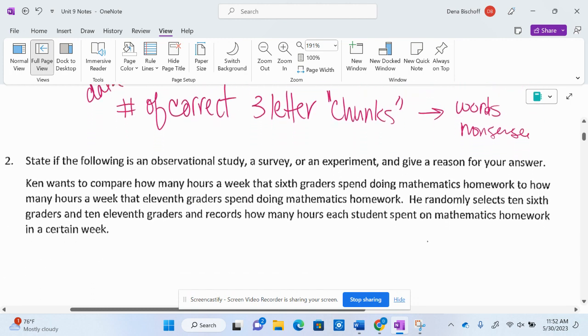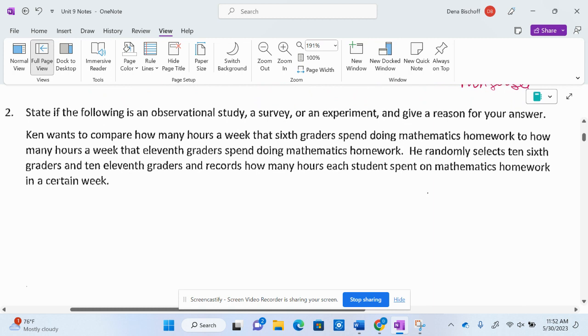Perfect. Okay. State if the following is an observational study, a survey, or an experiment, and give reason for your answer. Ken wants to compare how many hours a week that 6th graders spend doing mathematics homework to how many hours a week that 11th graders spend doing mathematics homework. He randomly selects 10 6th graders and 10 11th graders and records how many hours each student spent on mathematics homework in a certain week.